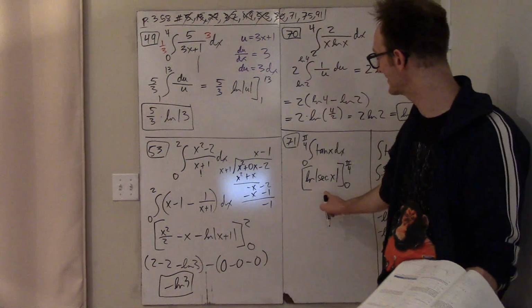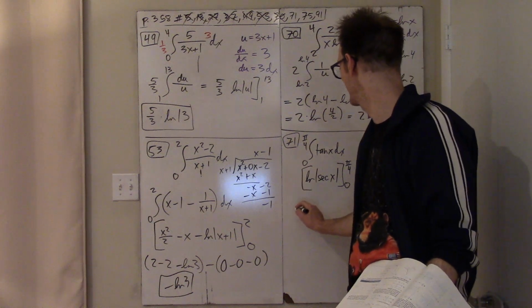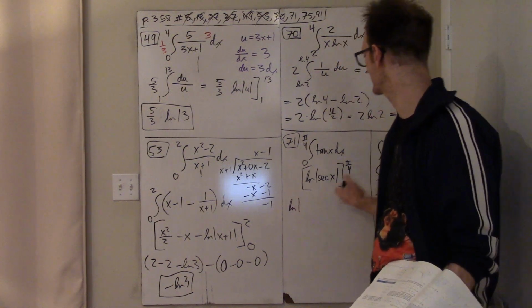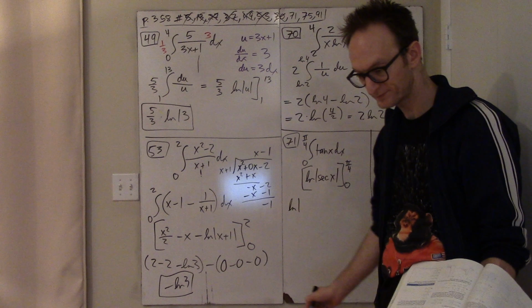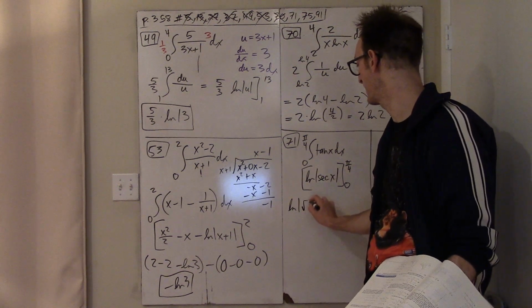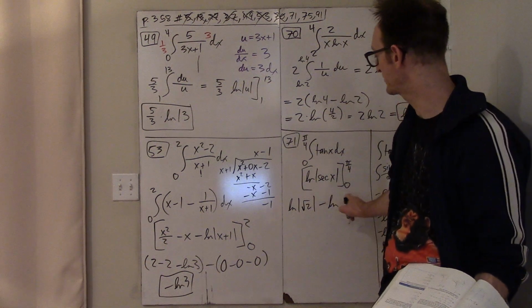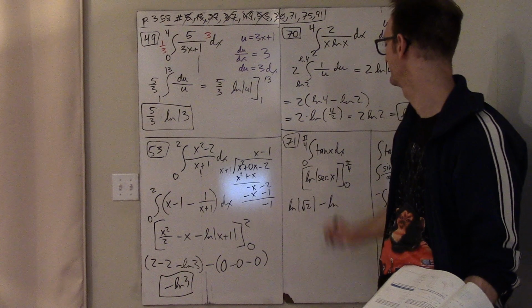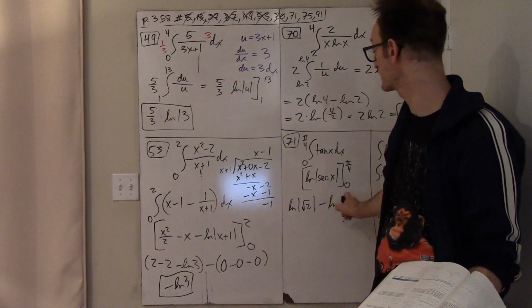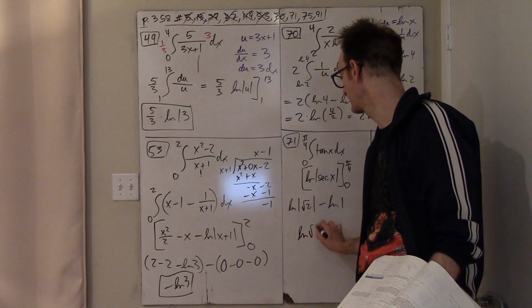How do we finish this off? This is going to be the ln of, what is the secant of pi over 4? Yeah, it's just root 2. So this is going to be ln of root 2 minus ln of, now we have to be a little bit careful here, well, not really, but secant of 0 is 1, ln of 1 is 0, so the answer to this problem is just ln root 2.